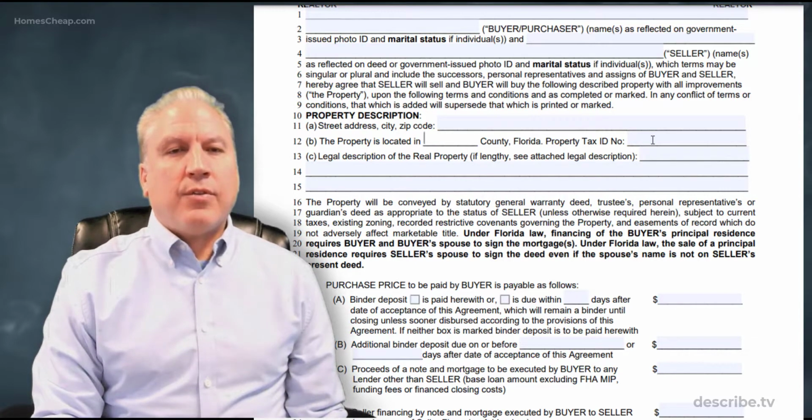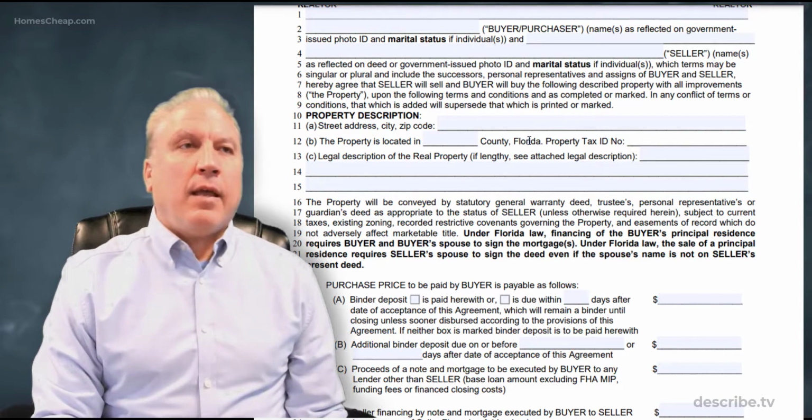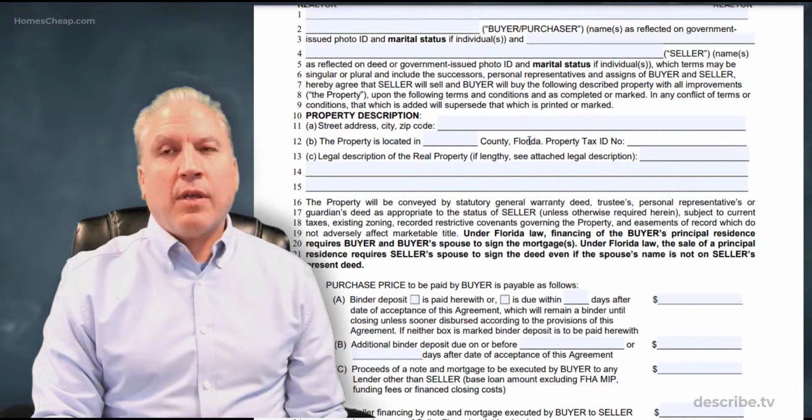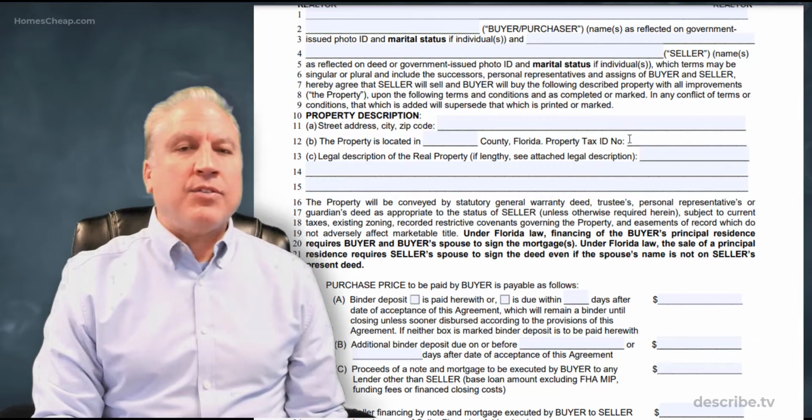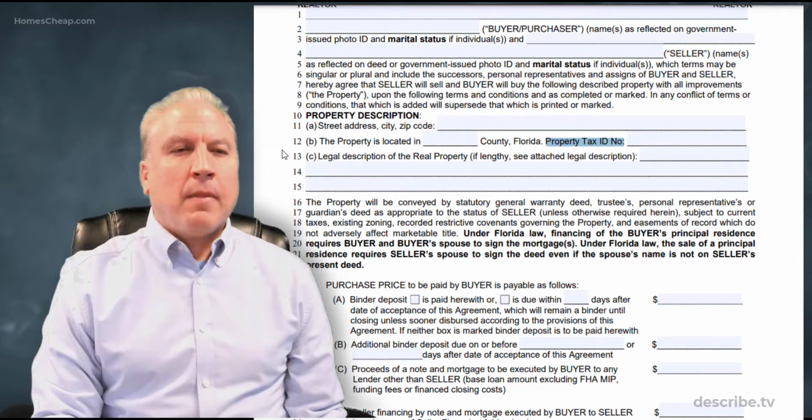In addition, there's a property tax ID number. This is kind of like a registration number for the county, only for property taxes. It's not like a title number for the legal description. We'll get to what that is in a minute, but at least it tells the tax assessor which property. The next 3 lines are the legal description of the property.